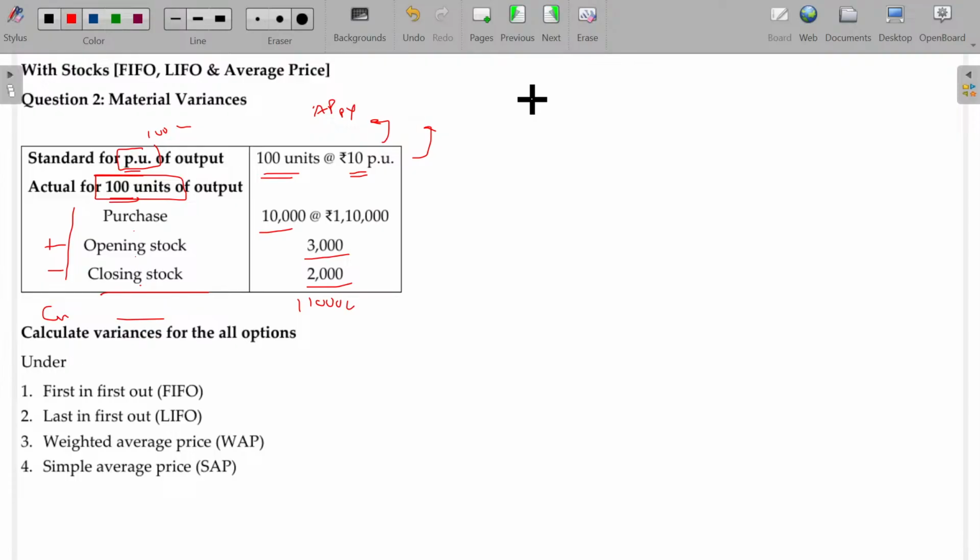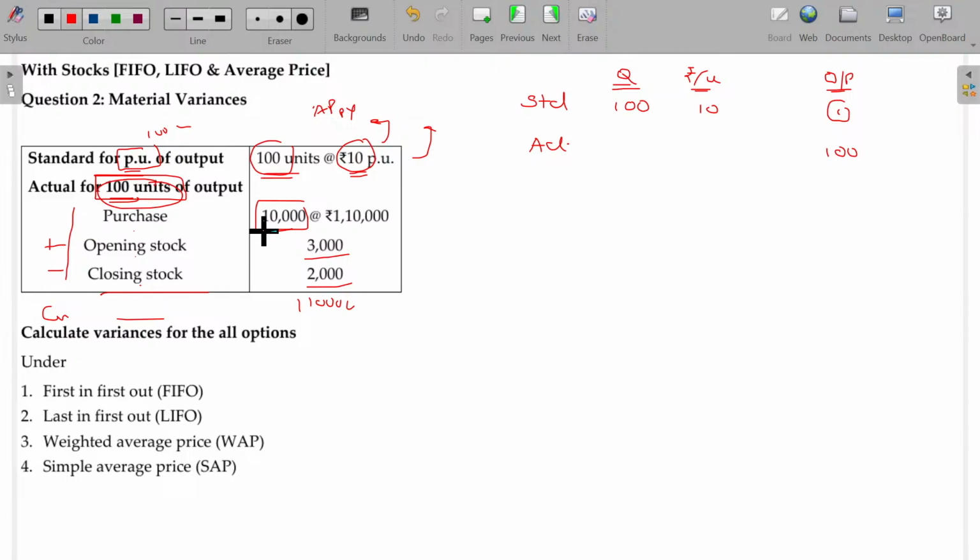Now, standard: quantity, rupees per unit, and output being 1. For 1 unit of output, we need 100 units of input. Price per unit being 10. Actual in this case being 100 units is the output, and number of units purchased 10,000.